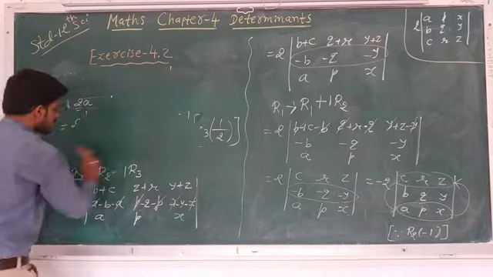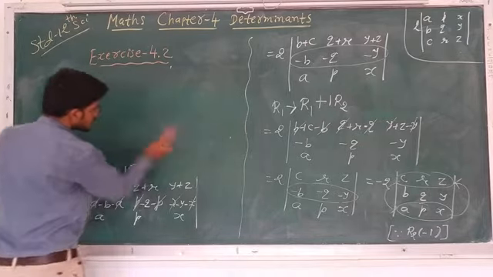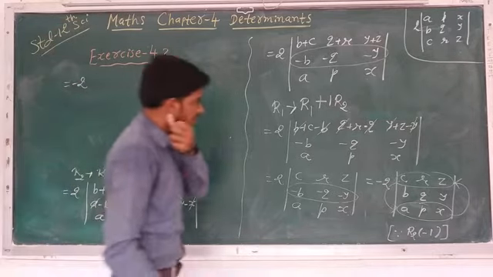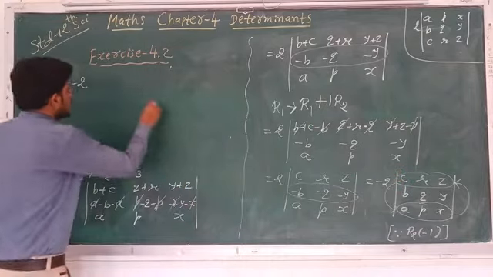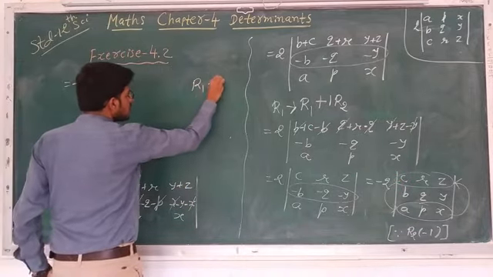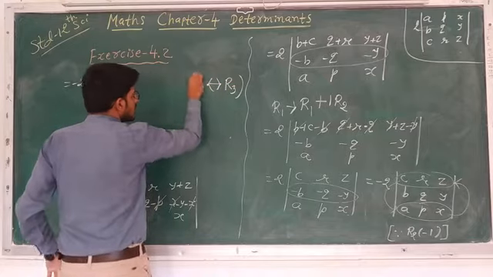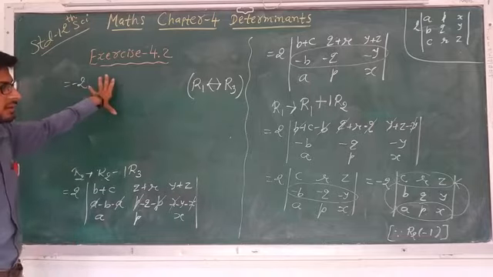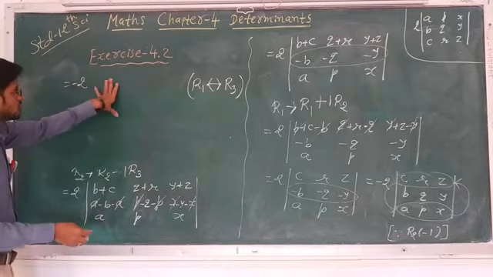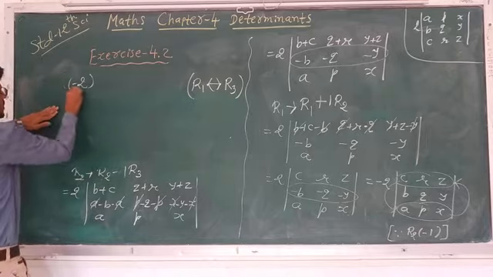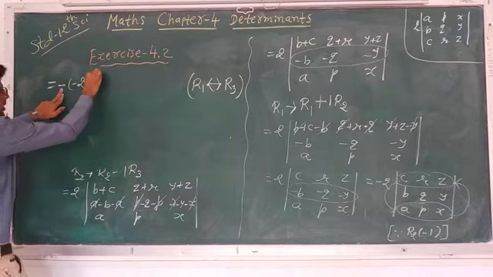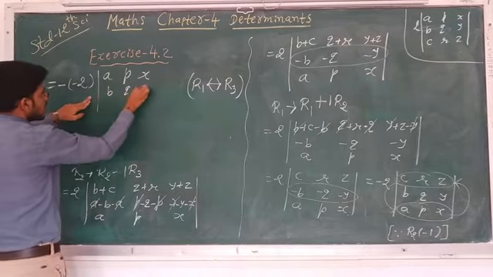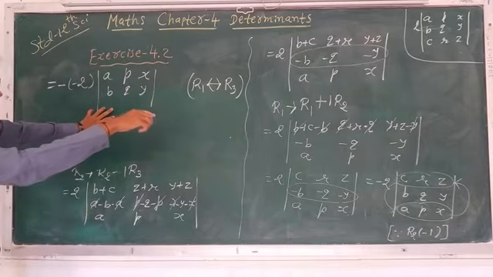It is equal to minus 2. We apply the property R1 to R3. So we only interchange R3 and R1. So what is the change in the determinant? The sign will be negative, so we write here minus, in the determinant a, p, x. The second row as it is, b, q, y, and the third row will be c, r, z.